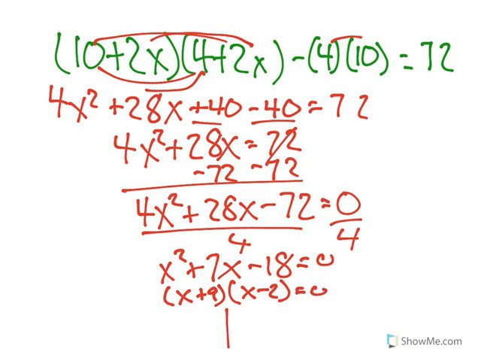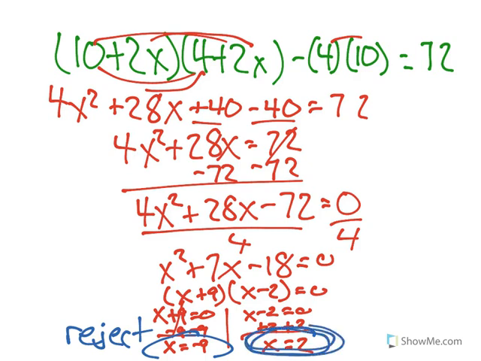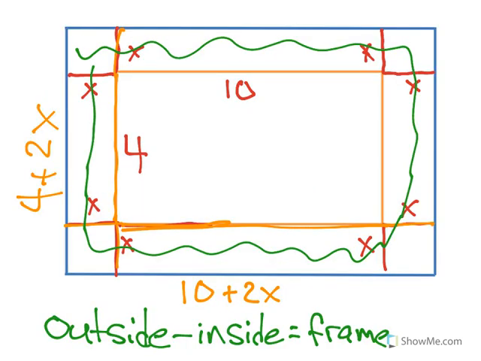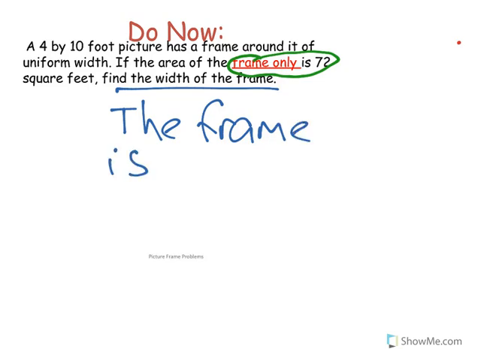Now we're going to go to the zero product property. So one of my solutions should be negative 9. My other one should be 2. So my negative 9 is going to be rejected. That's what we call an extraneous solution. So really our only solution is going to be x is equal to 2. So let's go back and answer the question. They want to know the width of the frame. So we'd say the frame is 2 feet wide.